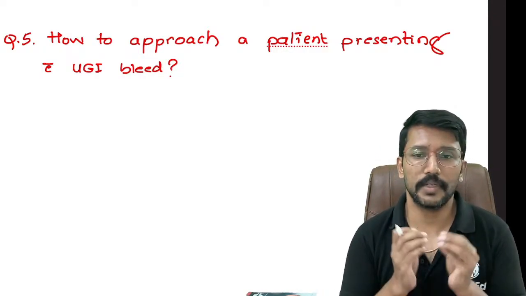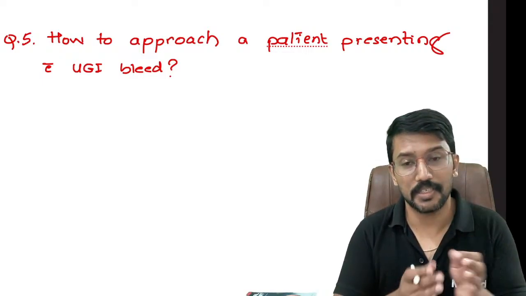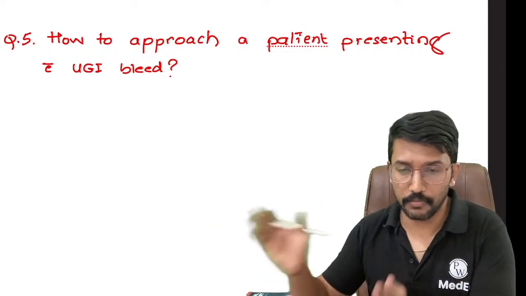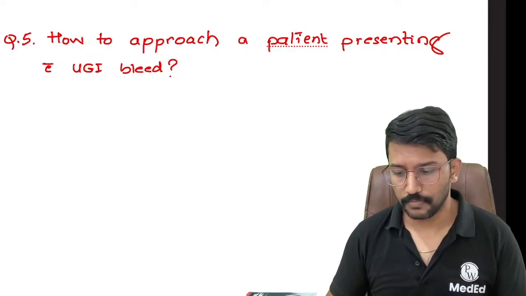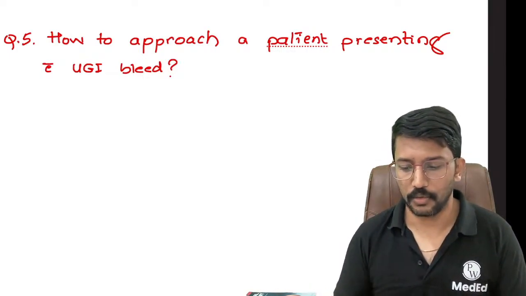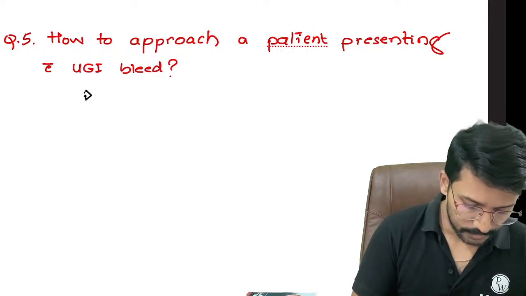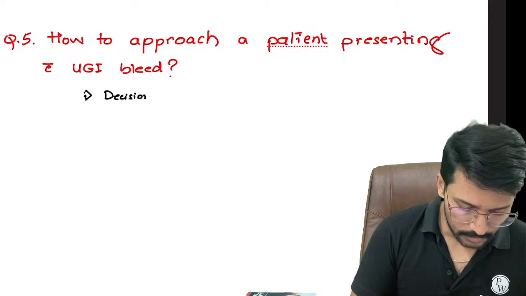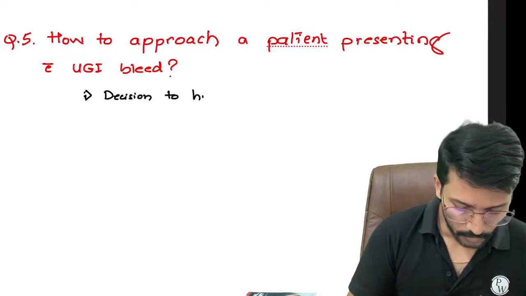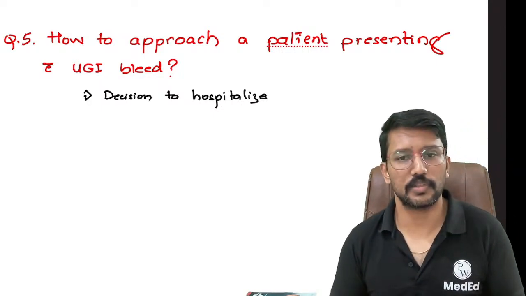So the first question is, when a patient presents with upper GI bleed, on what grounds should I decide whether the patient needs admission to the hospital and further evaluation, or I can manage it on an outpatient basis. So the first point, right? That is about the decision to hospitalize. How do we decide to hospitalize?